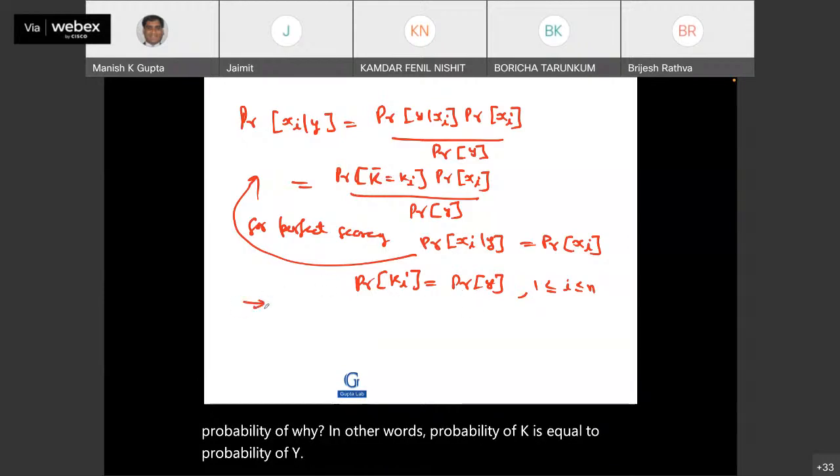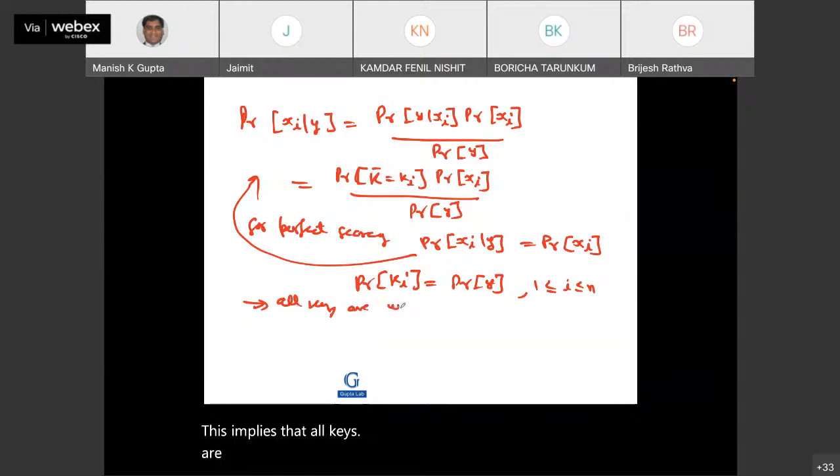This implies that all keys are used with equal probability, right? Which is probability of y.